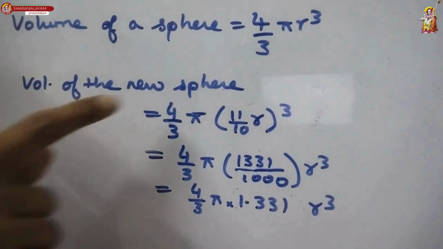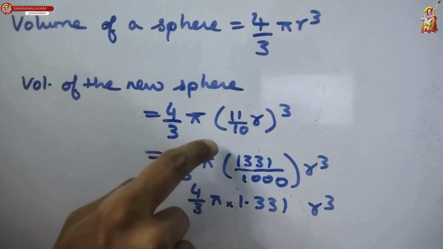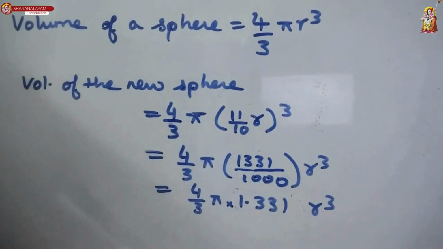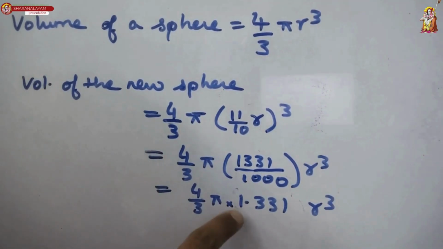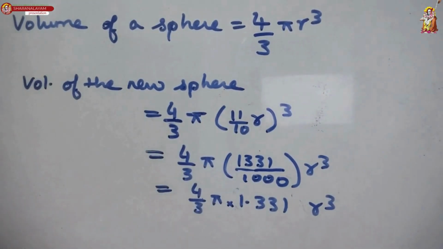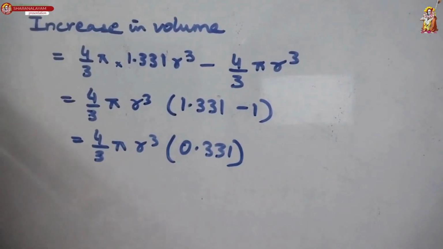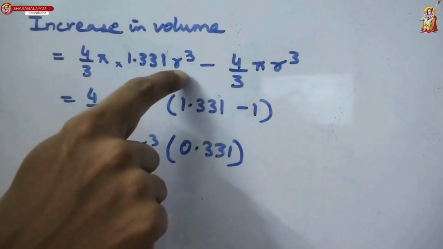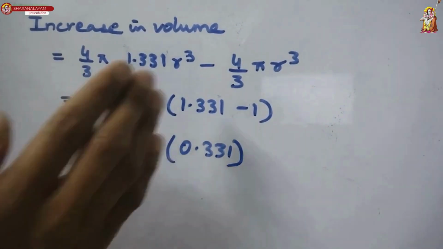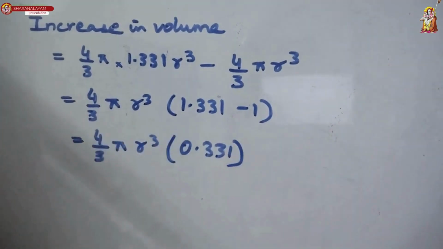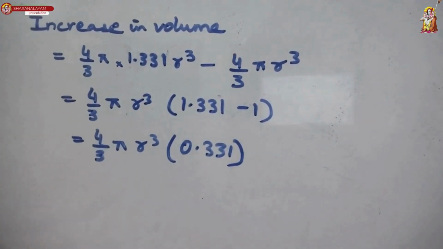Now, the volume of the new sphere will be 4 upon 3 pi into 11 upon 10 r the whole cube, correct? So, that will be 4 upon 3 pi into 11 cube is 1331, right? And 10 cube is 1000. So, we get 4 upon 3 pi into 1.331 r cube. Now, the increase in volume will be 4 upon 3 pi into 1.331 r cube minus 4 upon 3 pi into r cube. So, if you take 4 upon 3 pi r cube as common, within brackets we will get 1.331 minus 1, which comes to 0.331. So, this is the increase in volume.